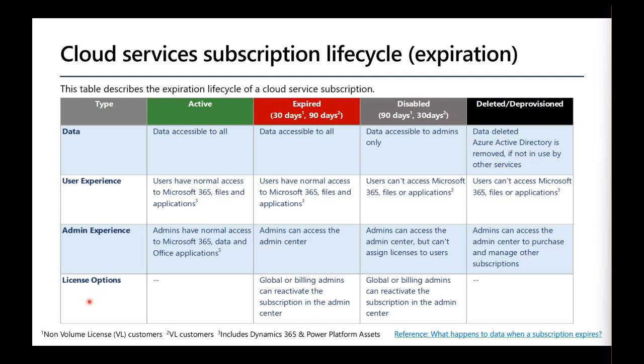If we take a look at the licensing options, the global or billing admin can still reactivate the subscription, but only during the expired and disabled stages. For non-volume licensed customers, the subscriptions will be in the expiration status for 30 days and disabled status for 90 days. And for volume licensing customers, it's the opposite. They'll be in expired for 90 days and disabled for 30 days. So both volume and non-volume customers have around 120 days to recover it before it is deprovisioned.